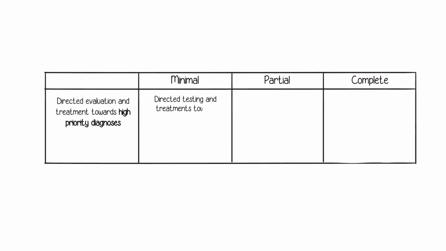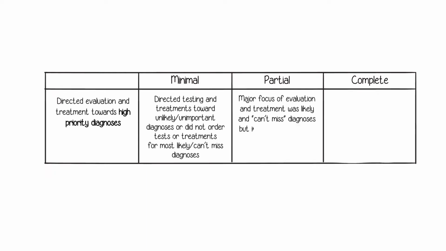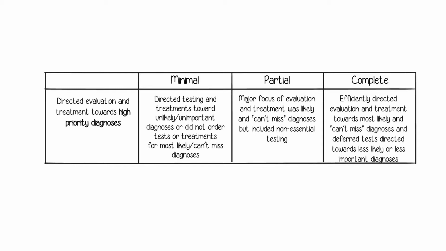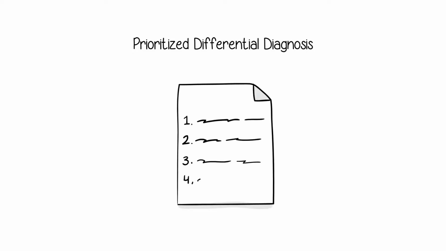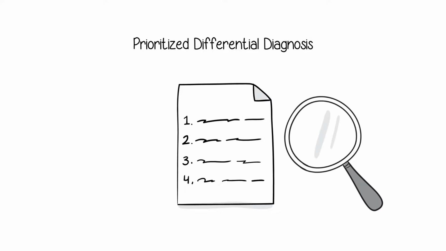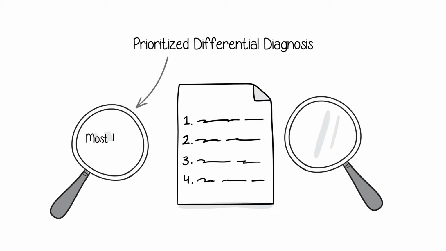This module will guide you in how to use the assessment of reasoning tool to assess a learner's ability to direct diagnostic evaluations in a high-value manner. Testing should be used to evaluate hypotheses that have been generated from the prioritized differential diagnosis, which was discussed in Module 3. High-value testing focuses on the most likely diagnosis on the prioritized differential diagnosis and often includes can't-miss diagnoses and sometimes less likely diagnoses.